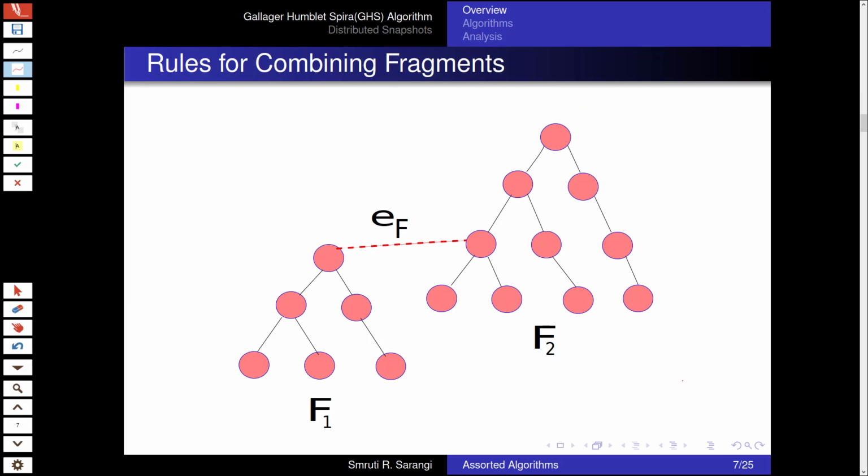So what we are saying is that we have a small fragment and a big one, and we are combining them. The combining edge is EF. If F1 is less than F2 in terms of levels, then of course the name and level of F2 get transferred over here. But if they have the same level, then the level for both is incremented and a new name is given to both, such that it becomes one big homogeneous fragment.